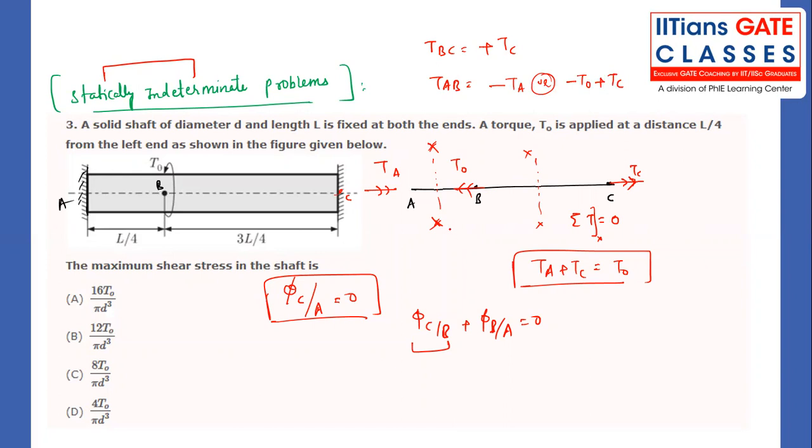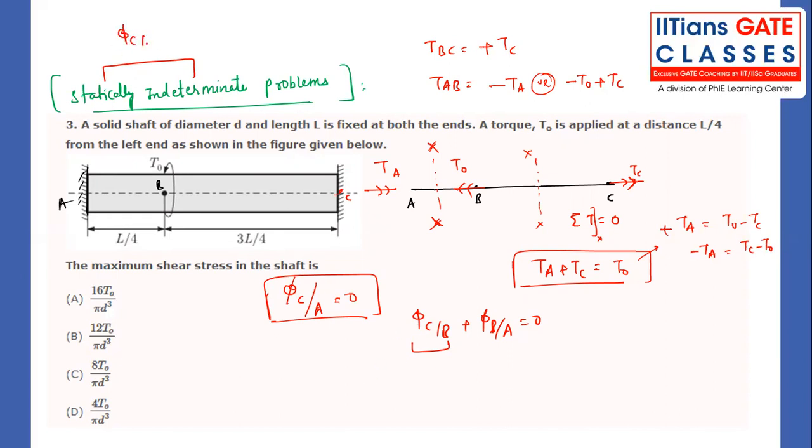Getting my point, right? And from this equation also, what you are observing: TA plus TC is T naught, so T naught minus TC. Then minus TA will be TC minus T naught. No problem, same thing you are getting. Now put into those equations and let me know the answer.